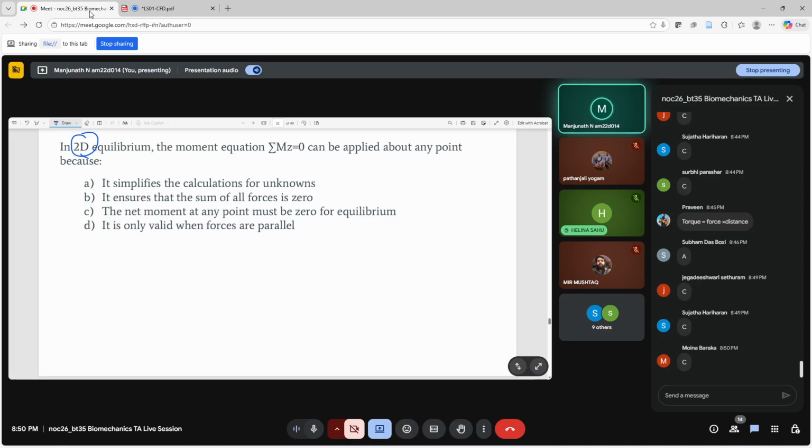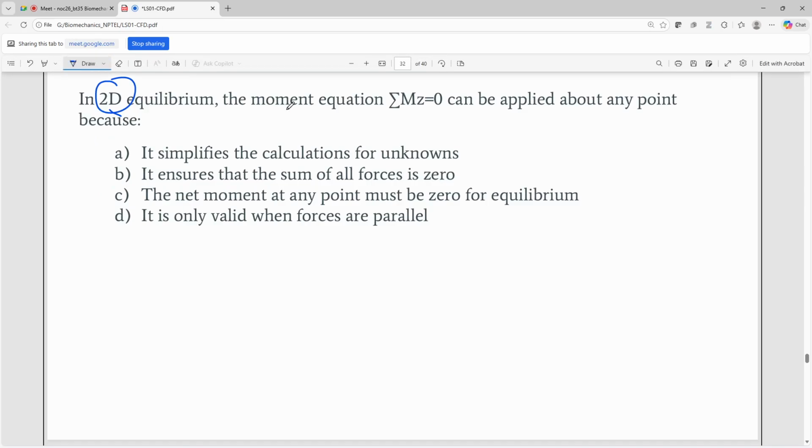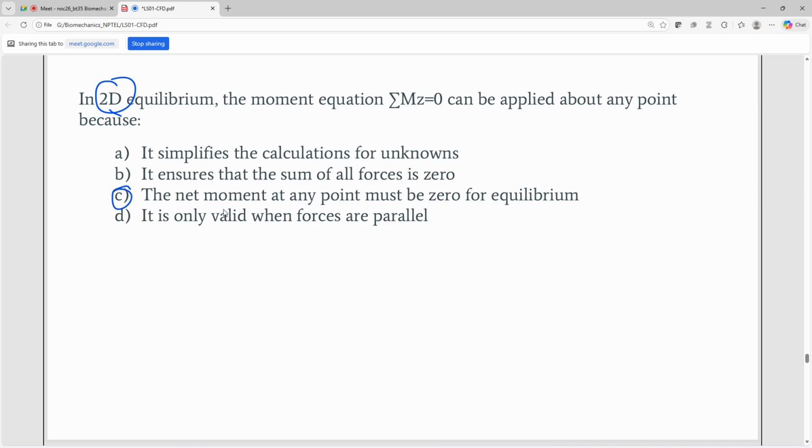Okay, I can see most of you have answered C, that is, the net moment at any point must be 0 for equilibrium. Yes, and that is true. If we are taking sigma Mc, then the net moment at any point will be 0 for equilibrium. So that's the reason option C is the right answer.